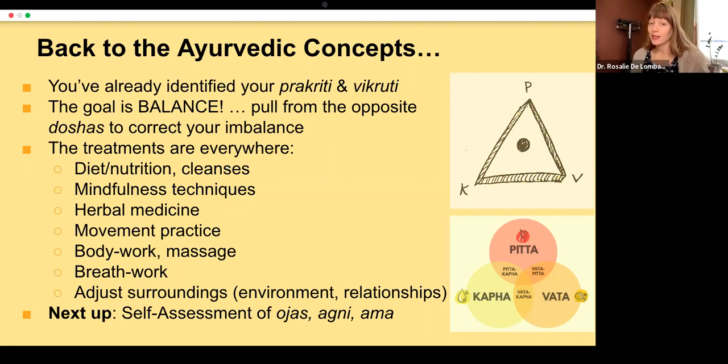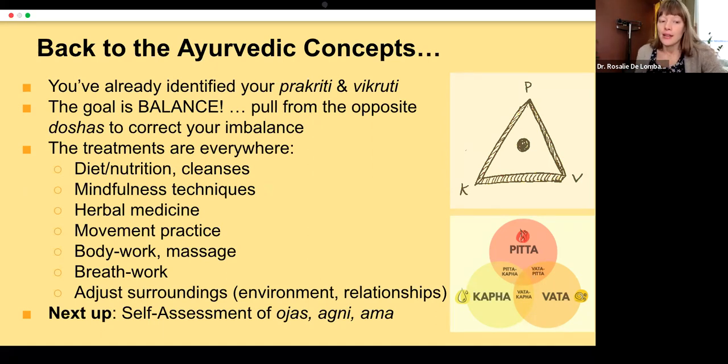So we've already identified Prakriti, Vikruti, the doshas. We were remembering that the goal is balance. And we're thinking about that triangular dish and how to pull from the opposite doshas to correct the imbalance that you see. The phenomenal thing with Ayurveda is the treatments are everywhere. From diet, nutrition, fasting and cleanses, to mindfulness techniques, to herbal medicine that's both local and from Indian herbs, to a movement practice like yoga, to somatic work like body work and massage, to breath work, also known as pranayama, to simple things like adjusting your surroundings, be it your environment or your relationships, having a new way to relate to the people that bring you out of balance.